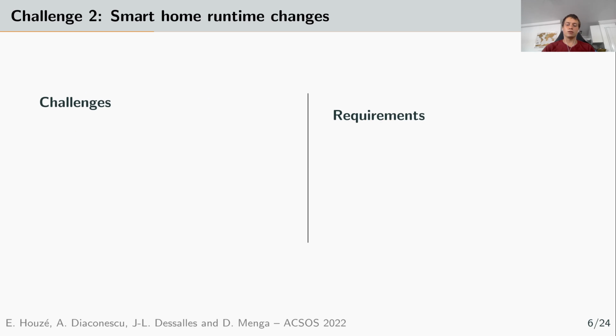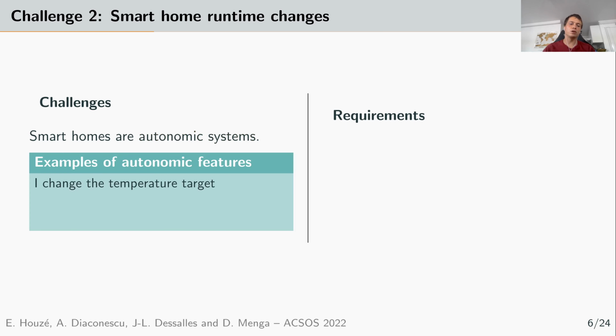A second challenge that arises is that smart homes can have runtime changes. They are what we call autonomic systems, meaning that they are able to self-manage to attain high-level goals. Examples of these features are, for instance, I can change the temperature target of the system, and the system will automatically self-manage itself to reach this new target. Or I can add a new component, a new heater, into my system, and the system will be able to integrate it and configure it without me having to intervene.